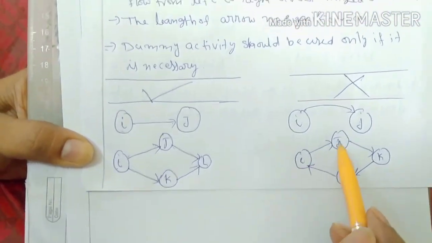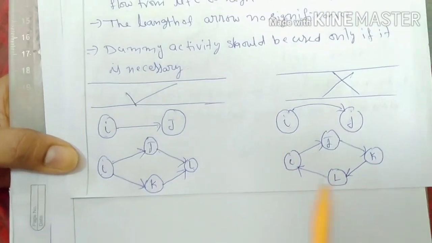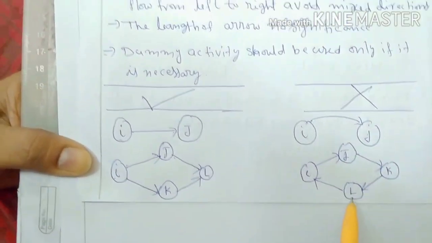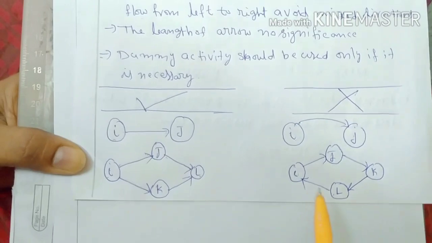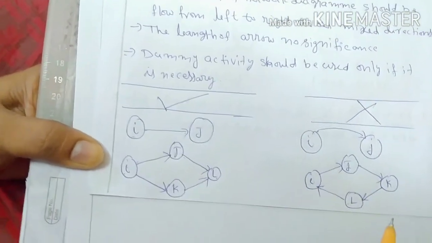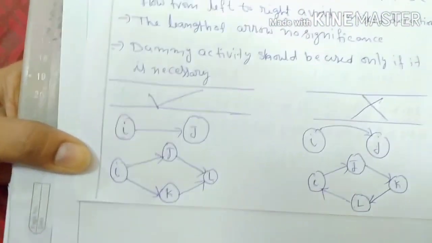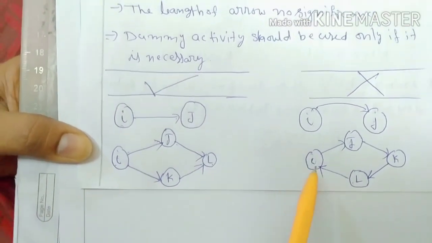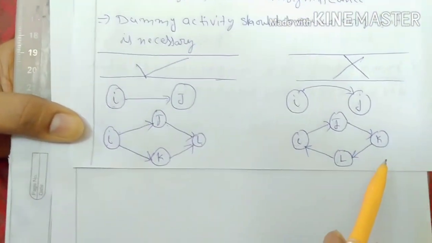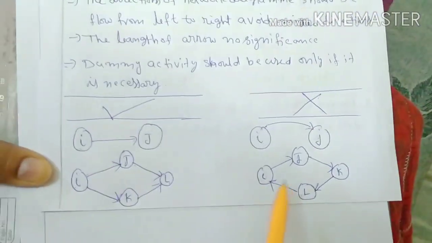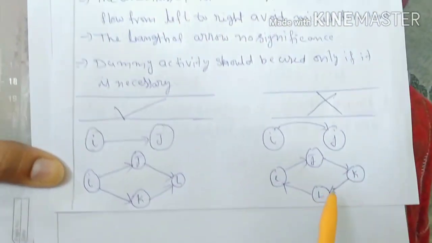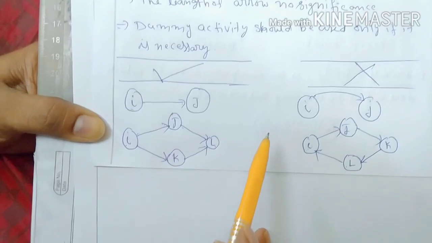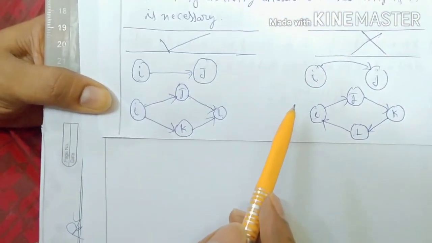Here I to J is there, J to K is there, K to L is there, L to I is there. So here there is no starting point and no ending point. We can't say which is the starting point and which is the ending point. The starting point should be different and the ending point should be different. That's why, here both are the same. We can't identify them. This is the wrong pattern of the network diagram.